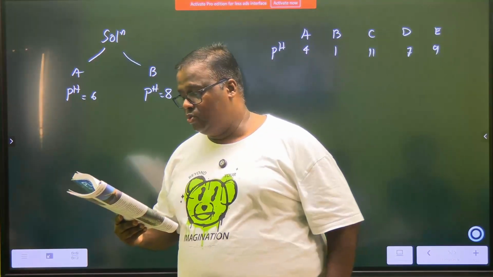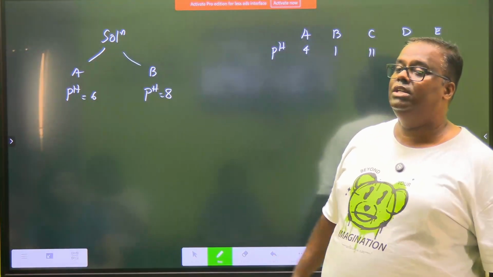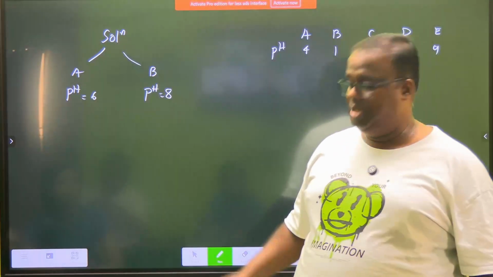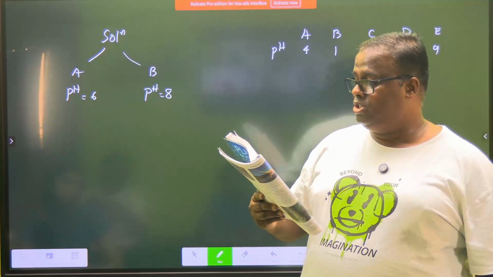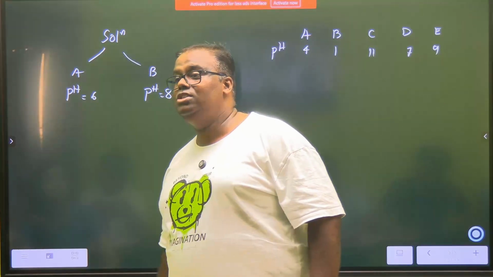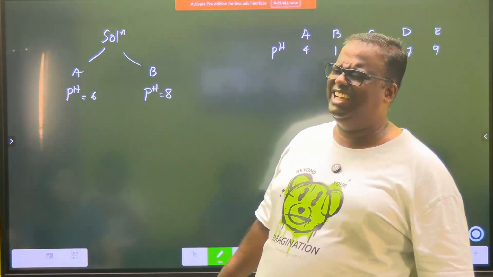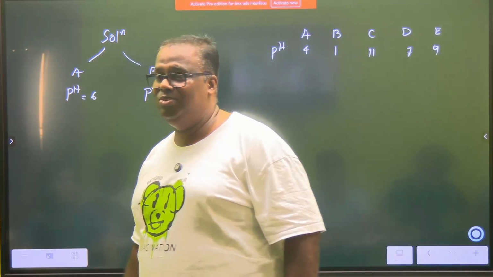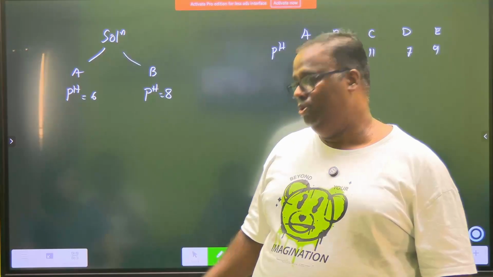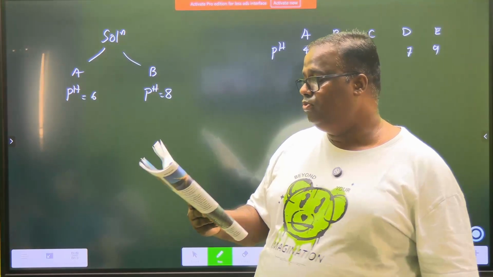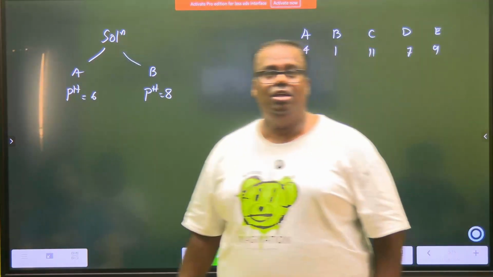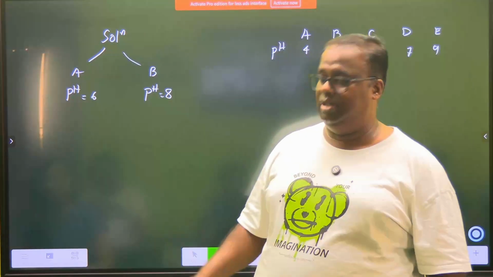Now, two solutions A and B have pH values of 3 and 9.5. That means one is acidic and one is basic. Which of these will turn litmus solution from blue to red? Acid turns blue to red. So the one with the pH value of 3 will turn litmus from blue to red. And which will turn phenolphthalein from colorless to pink? A base does. The one with the pH of 9.5 will turn it.